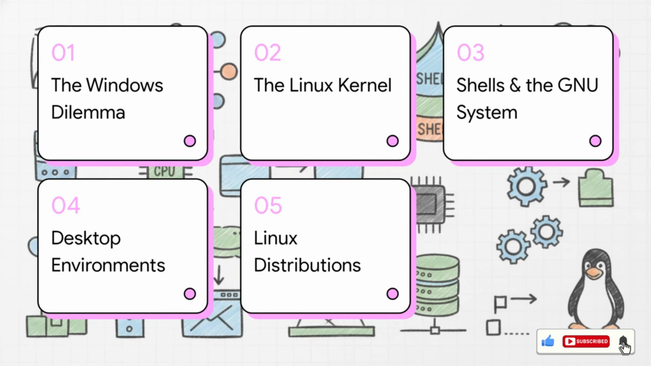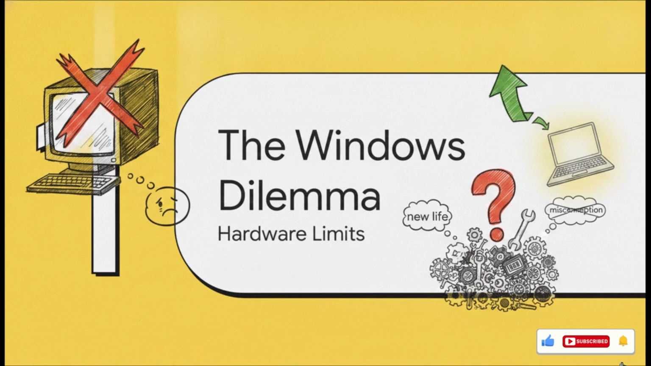So here's our blueprint for today. We're going to cover: 1. The Windows dilemma. 2. The Linux kernel explained. 3. Shells and the GNU system. 4. Choosing a desktop environment. And 5. Linux distributions made simple. Let's jump right in. Starting off with Section 1, the Windows dilemma.